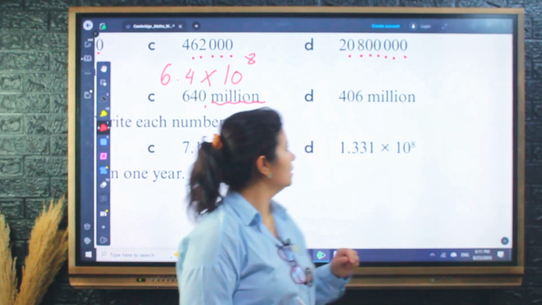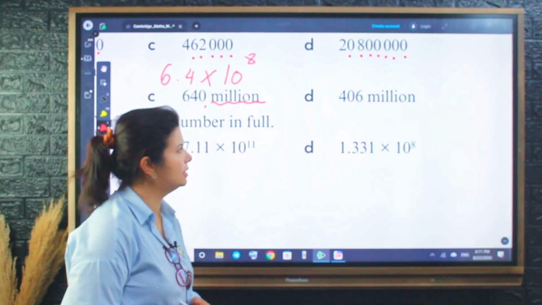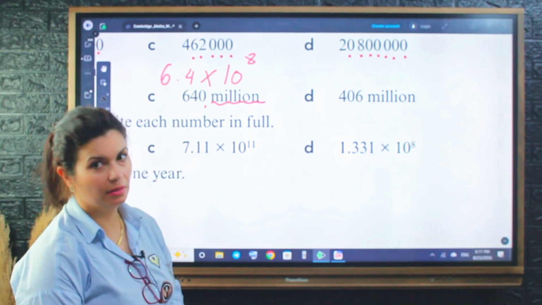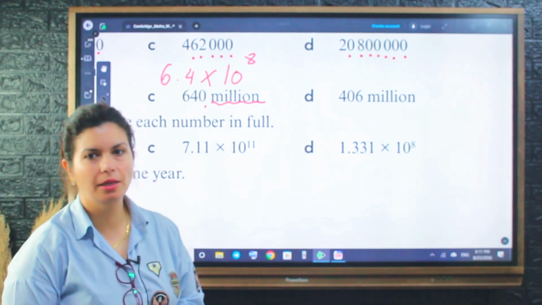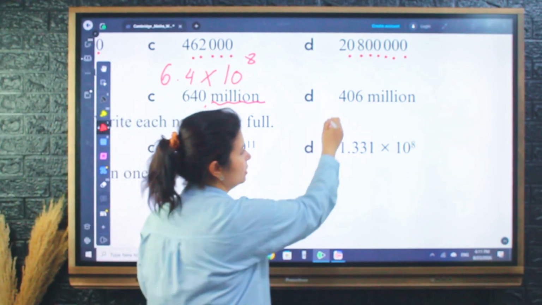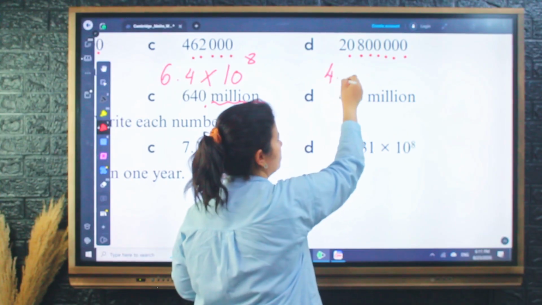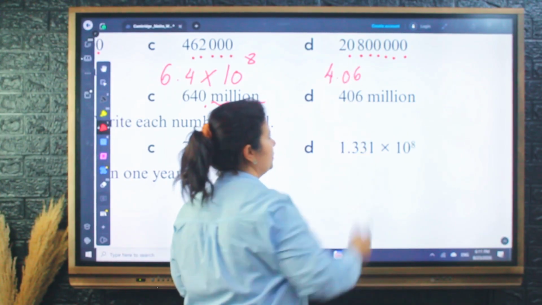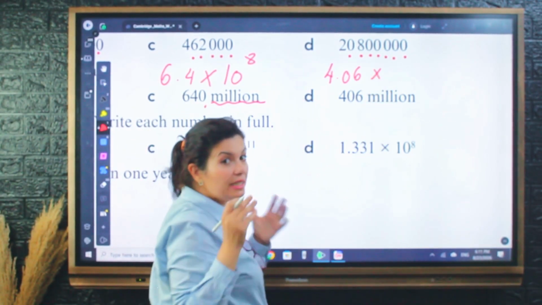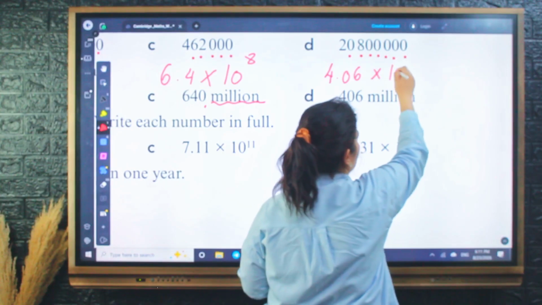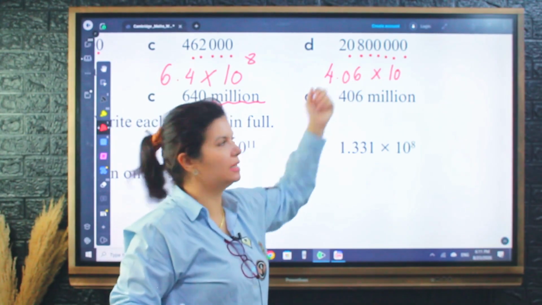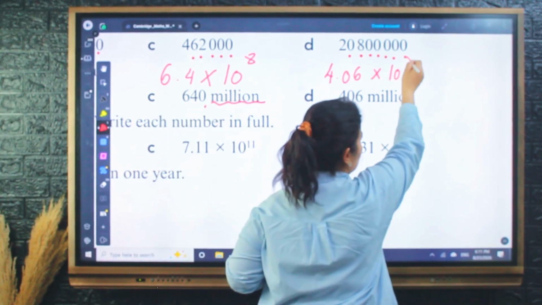Okay, look at letter D. Here we have 406 million. We said how to put it in the standard form. We need to put this number between 0 and 10. Here we have a million, and million means 6 zeros, and we have another 2 places, so it's raised to the power 8.